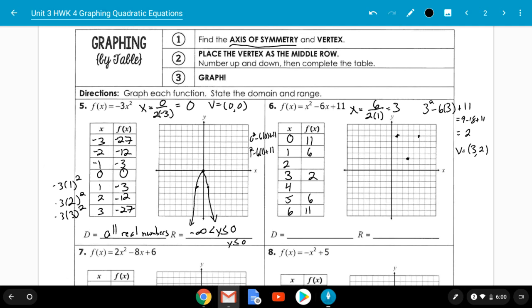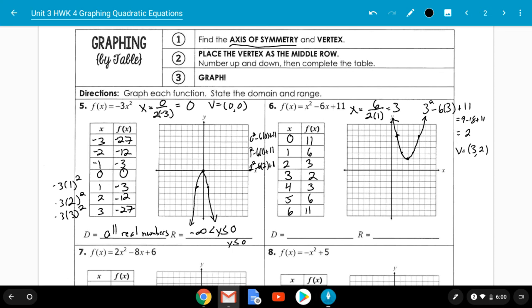And then the last one, 2. So we got 2 squared minus 6 times 2 plus 11. 2 squared is 4. 4 minus 12 is negative 8, plus 11 is going to be 3. So I got 2, 3, and I got 4, 3. Now this one's a lot better graph because I was able to plot more points.